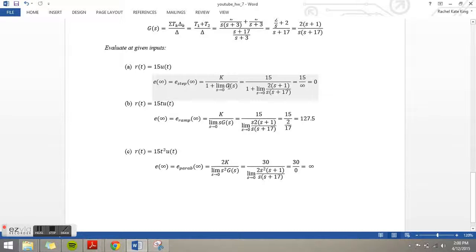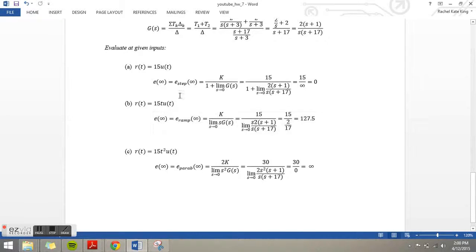So for the step function, it's going to be k, or 15, over 1 plus our constant kp. And when you evaluate that limit, because the s terms are bigger on the bottom, or higher order, it gives us infinity in the denominator, and we get 0.